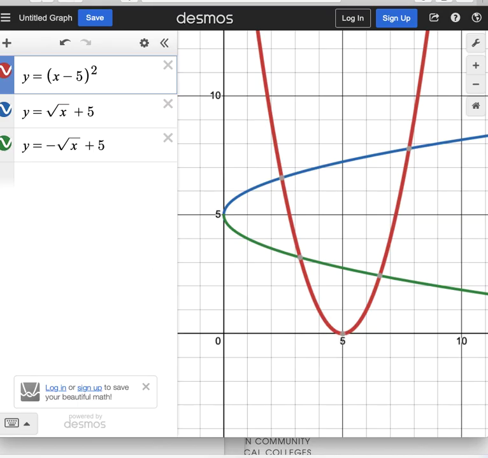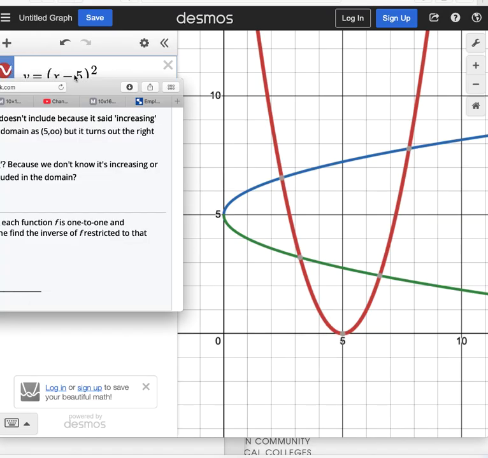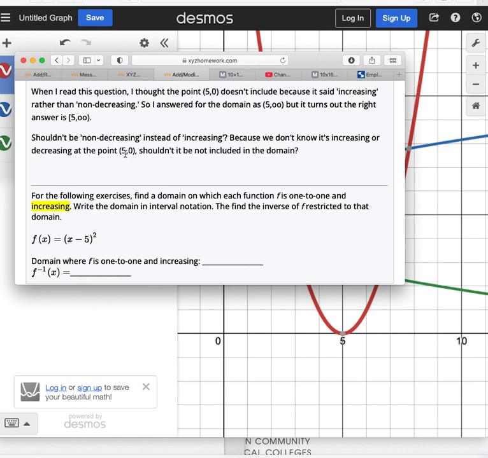And so when we're talking about the domain, the student is absolutely correct that we should be restricting the domain from 5 to infinity with a parenthesis rather than a bracket. The answer has the bracket, and that's because I know what the author was shooting for who wrote this question. They just did not get the language quite right.